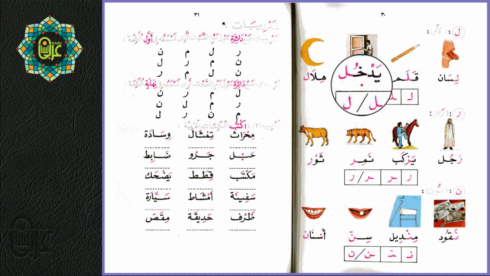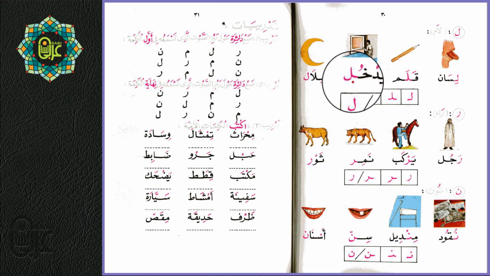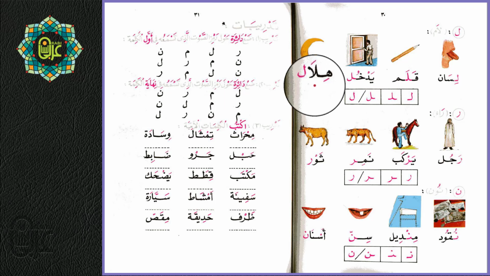يدخل. Here lam is in the end position, and as you can see, when it is in the final position we kept the curvy tail and it is connected to خاء. يدخل means to enter. The fourth example is هلال, crescent, hilal. Here we have two lams. The first one is with the alif to make la, hi-la. And the last one is lam, hilal.